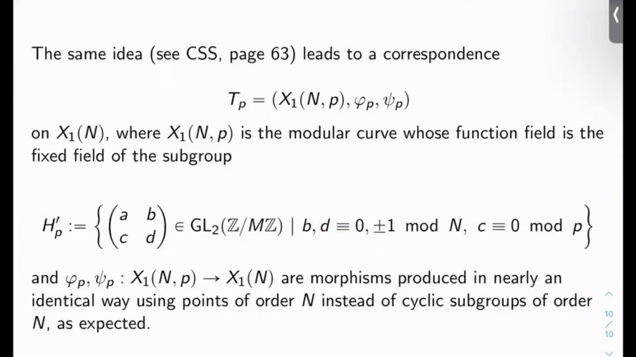Okay. And phi sub p and psi sub p, these maps from X_1(Np) to X_1(N), they're morphisms produced in nearly an identical way to the way we produce the ones for X_0(N). You just use points of order N instead of cyclic subgroups of order N, as you would expect, because we're working with X_1(N) here.